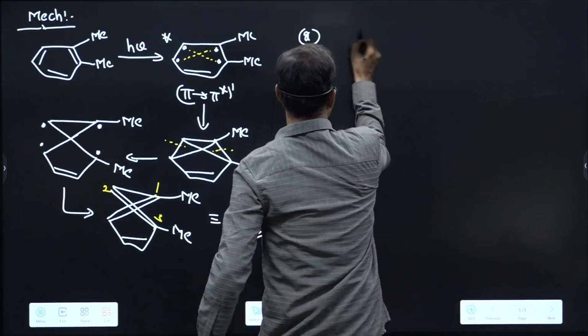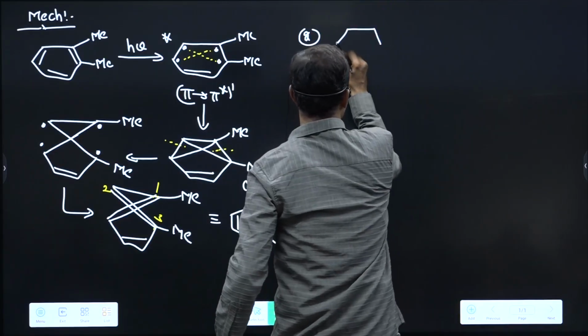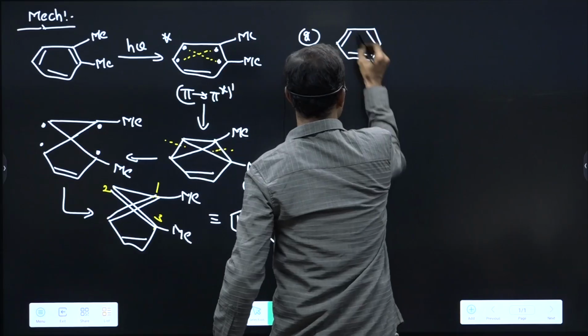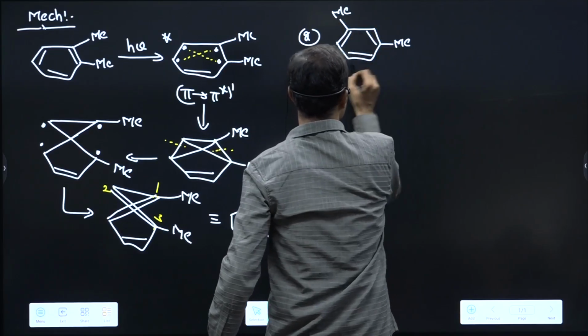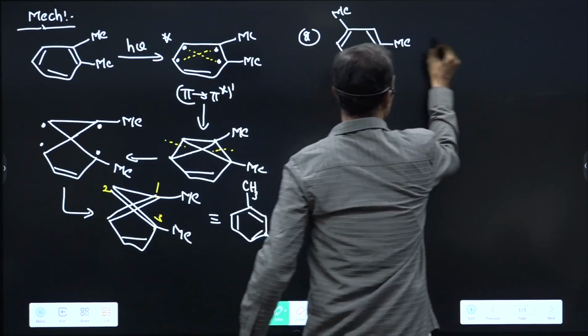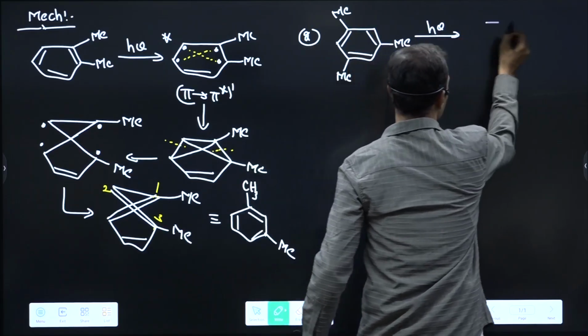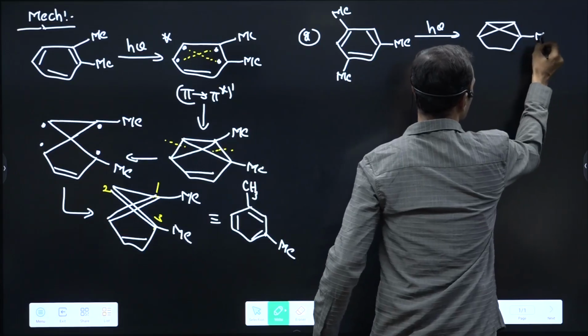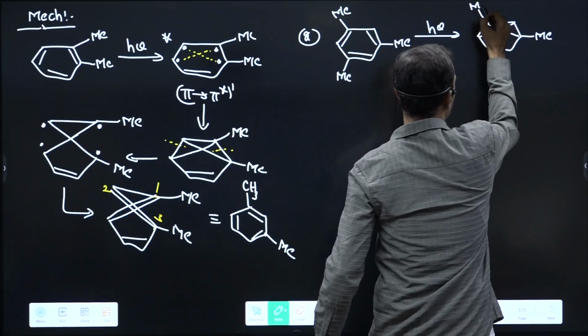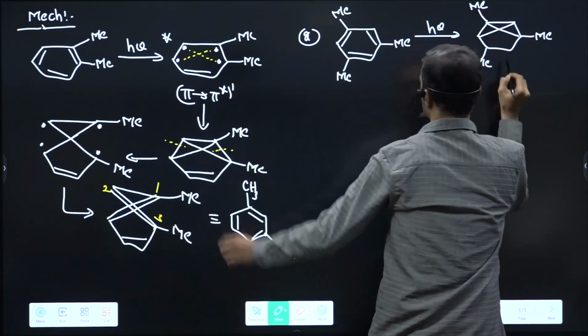So the second one, by taking a trimethyl, I am taking 3 methyls, here methyl, methyl, and here one more methyl. Photochemical irradiation, I am writing directly now. So we will expect benzvalene. Here methyl, here methyl, and here methyl. Can I write like this?